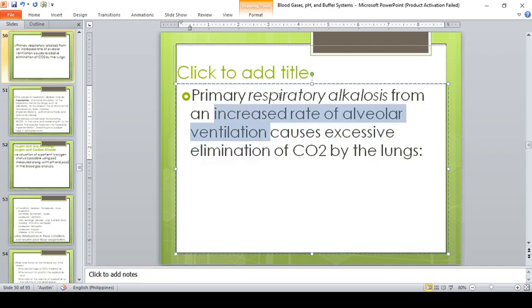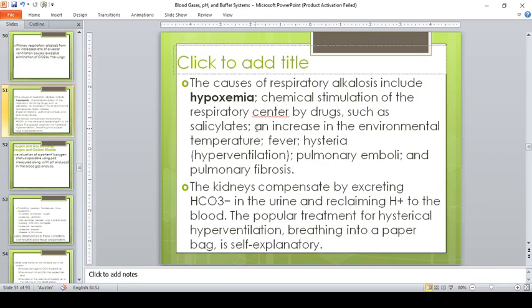Si primary respiratory acidosis, that is caused by hypoventilation. Kasi nga, nagiging acidic kasi nakikip ang carbon dioxide. Dito naman, naging alkalosis kasi nga, excessive yung elimination ng acid. Okay? In the form of the carbon dioxide by the lungs. Okay? Sa lungs yan, kaya respiratory.